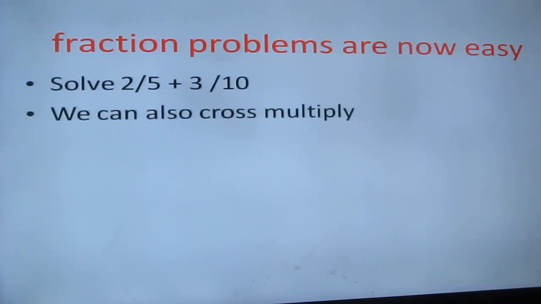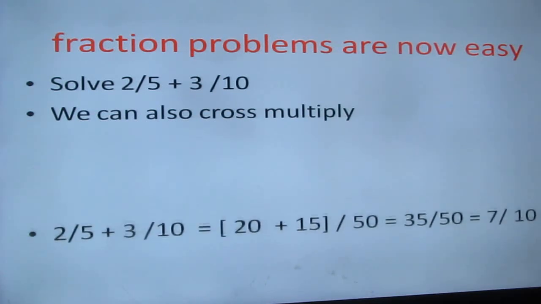2 by 5 plus 3 by 10. We can also cross multiply. Now when you do cross multiplication, what do you have to do? This 10 should be multiplied with 2. This 5 should be multiplied with 3. That is not very important. The other important thing is that the denominators should be directly multiplied. In the first case of cross multiplication, what you have to remember is the denominators should be directly multiplied.